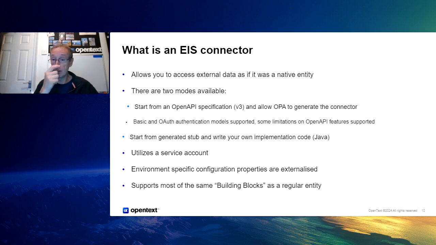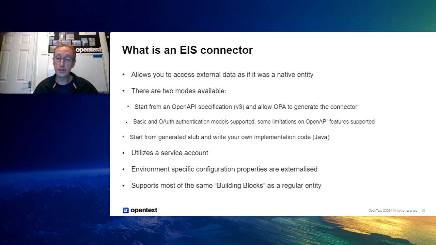But the key thing is that data in that external system is still treated as if it was part of Appworks. So you can read that data, and if you're allowed to and you want to allow it, update that data in the other system from within Appworks. Again, you get this full two-way access to external data. It does typically utilize a service account within those sorts of operations. But the nice thing is that you can externalize all of the configuration properties for that system, so URL or service account details can all be externalized.